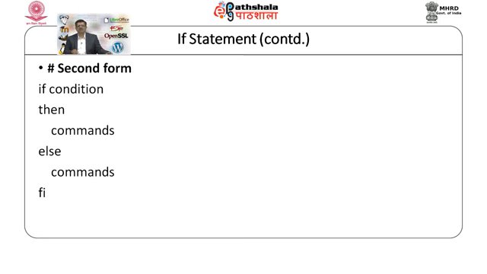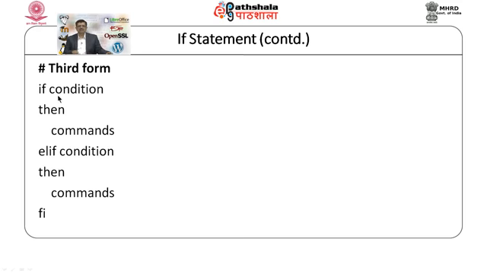Another form is: if condition then commands, and there is an else part. If the condition is not satisfied, then the else part will be executed. The third way of using if is: if condition then there can be a set of commands. We can also provide another condition using else if, that is elif. In shell scripting, with elif again there is a condition and then a set of commands followed by fi.